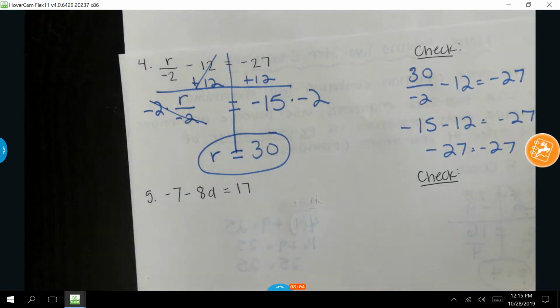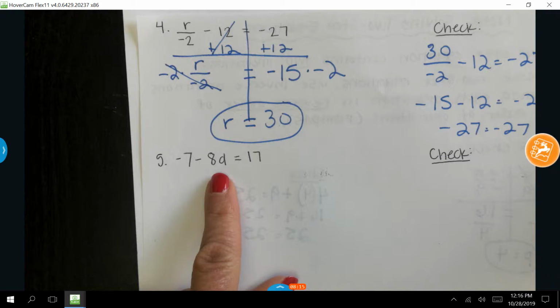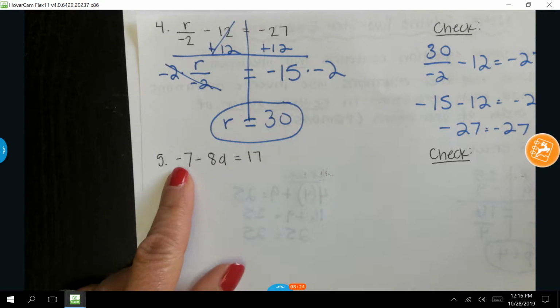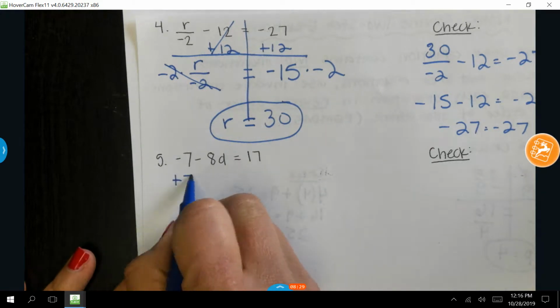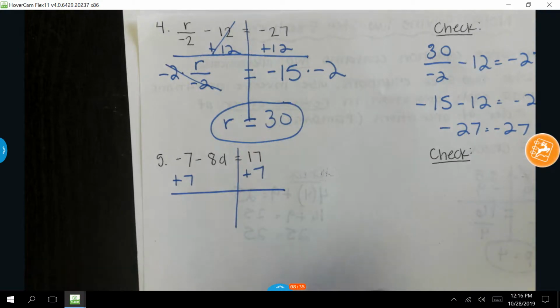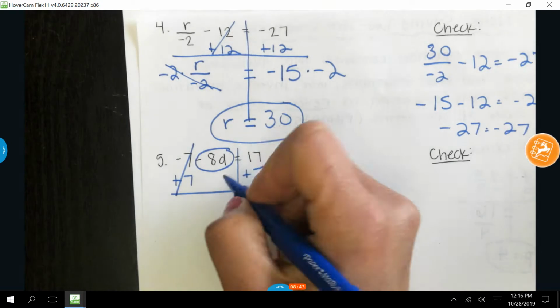Okay, so for number 5, when you see negatives, you have to be extra careful, just because when you bring numbers down, you have to make sure to bring the negative with it. So here is the variable term. It's a negative 8d. So you can't touch that until the very end. You have to get rid of the negative 7 first. So remove a negative 7. You add, yes, you'd have a positive 7 on both sides. Write that down. This will cancel. Like I said, though, you have to be careful and bring the entire term down.